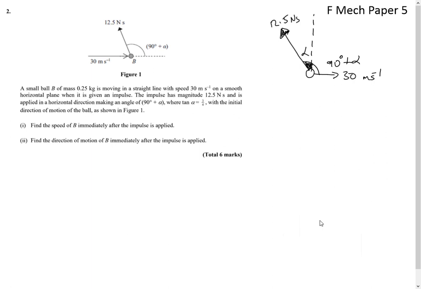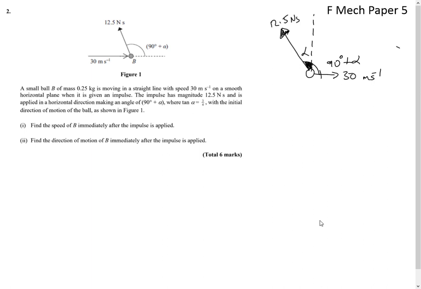Question 2, we've got a particle moving along and it's going to receive an impulse but at an angle. I've just redrawn the diagram here, as this is just how I like to have mine drawn. Also, this means I can work out that this angle that I've shaded, that's alpha, whereas the whole angle that I gave you is 90 plus alpha.